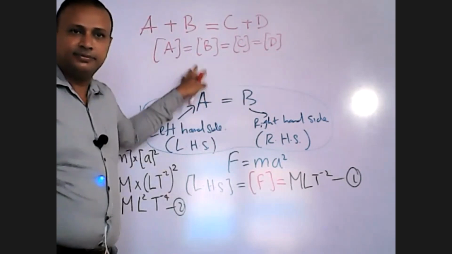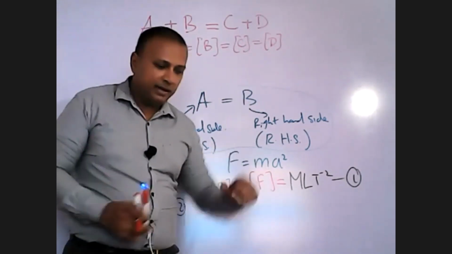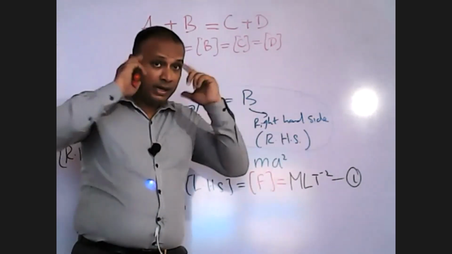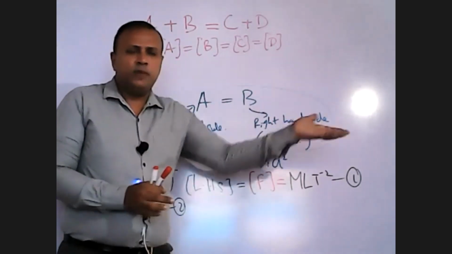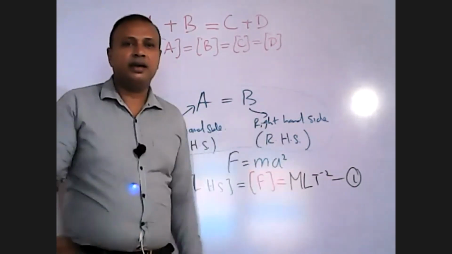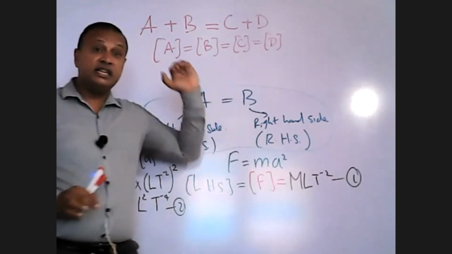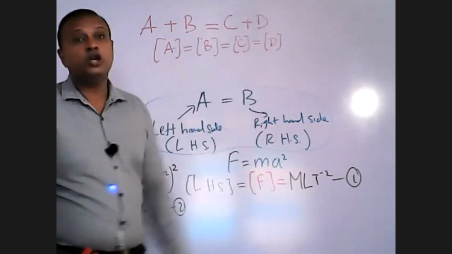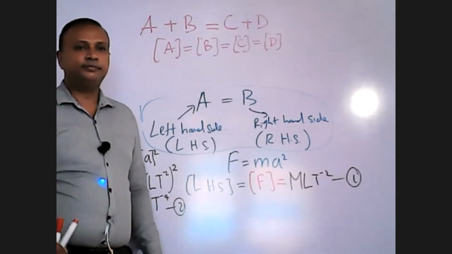Do you understand this one? Because we cannot add different physical quantities. Simply we can say we cannot add time to mass, no? We cannot add time to liters. Okay. Therefore, if there is an equation, each and every term should have same dimension.